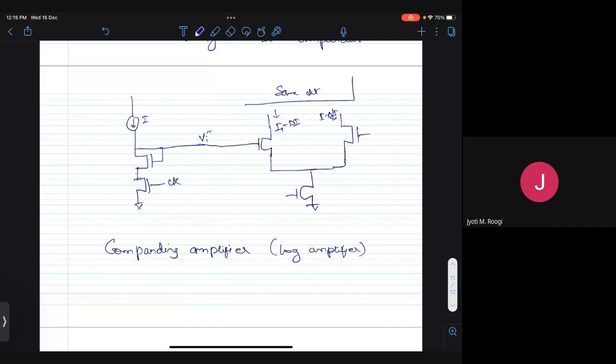A compounding amplifier is an amplifier which has different gain depending on the input signal amplitude. So for very small signals, it will have very large gain, and for larger signals, it will have smaller gain. So it will have a voltage transfer characteristic which looks somewhat non-linear like this. For very small signals it will have high gain here, and as signal amplitude increases, it will have lower gain.